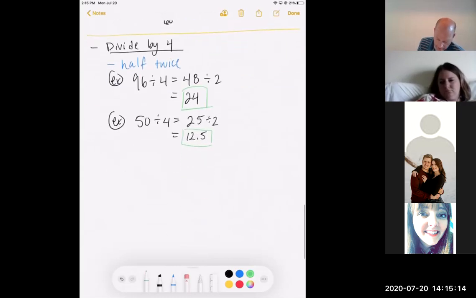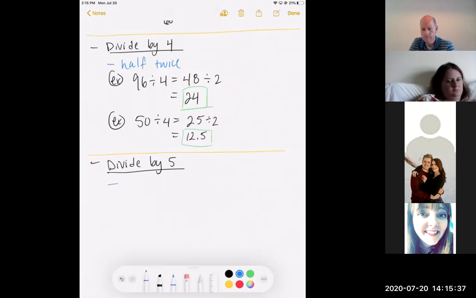Okay, so let's divide by 4. The book also covers dividing by 5 using this strategy. Now, does anybody remember the multiplication by 5 strategy that the book introduced us to? If I wanted to multiply something by 5, what would I do? Let's say, what's a strategy for like 25 times 5?